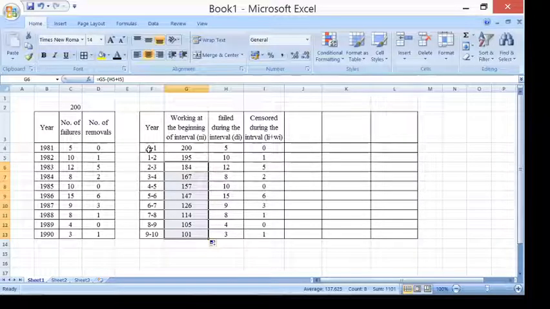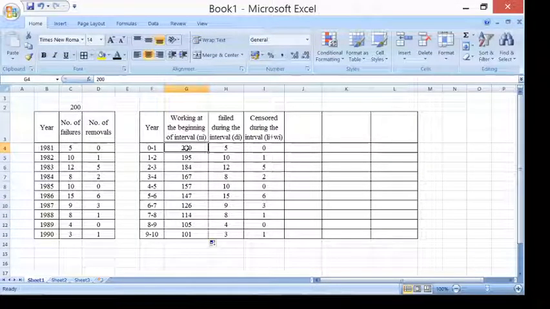So now during the time interval 0 to 1, there were 200 components available, out of which 5 failed. If there are 200 components and during that specific time 5 fail, then we can calculate the probability of getting through that particular interval. 195 components out of 200 have gone through that interval. So 195 upon 200 will be the probability of surviving through that interval. But here there is no censored unit, therefore there is no problem in defining it that way.